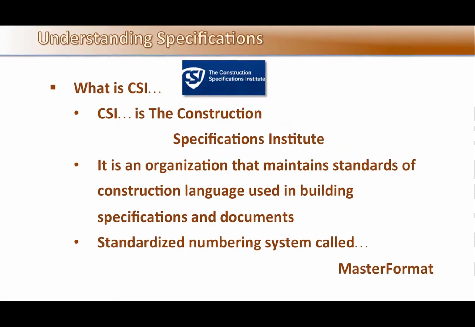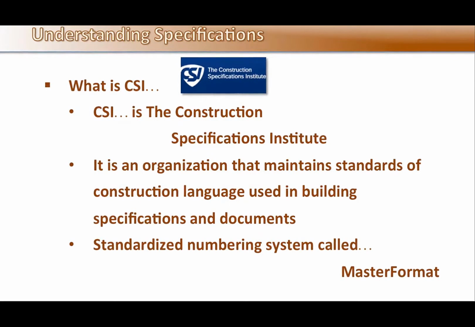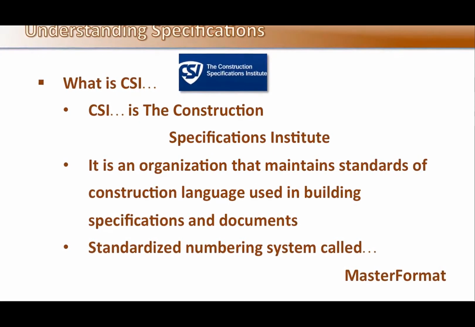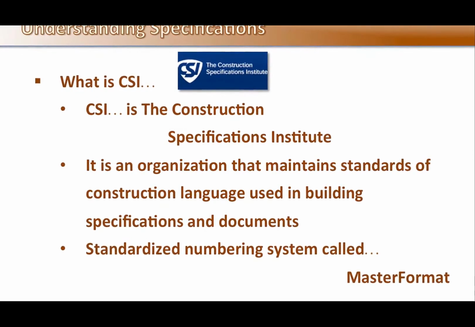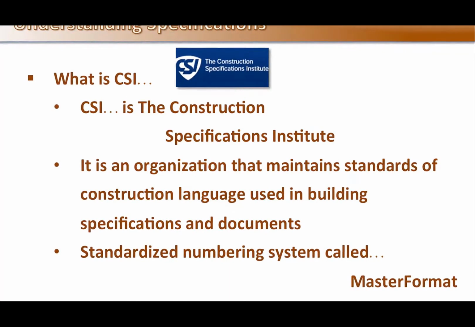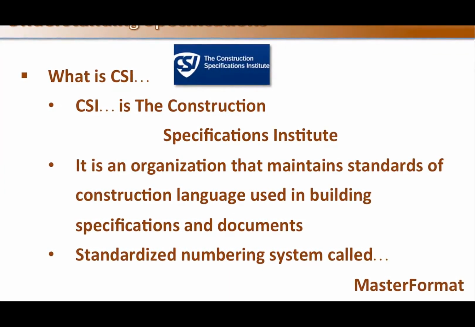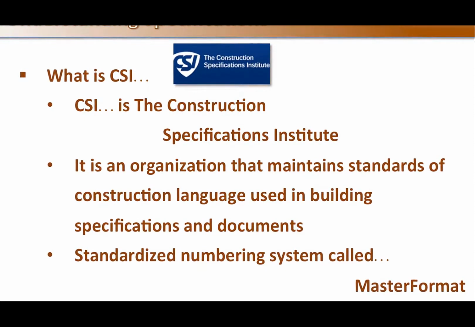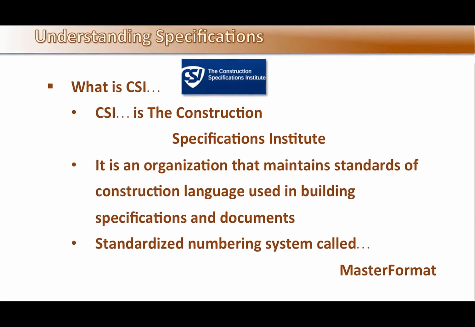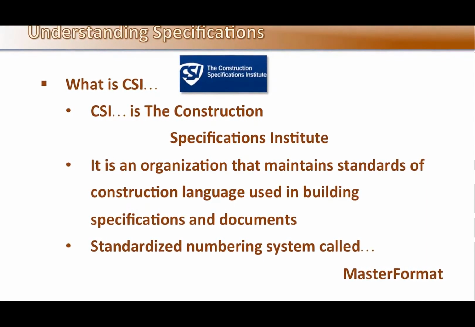So before we continue to talk about specifications and understanding them, we need to touch briefly on what is CSI. CSI stands for the Construction Specifications Institute. This is an organization that maintains standards of construction language used in building specifications and documents. So it's very important when looking at construction documents that everybody is using the same language and the same terminology so things are consistent across the industry.